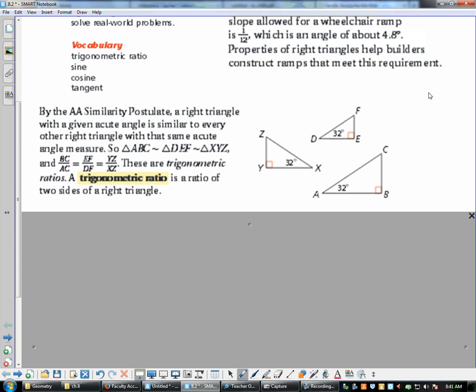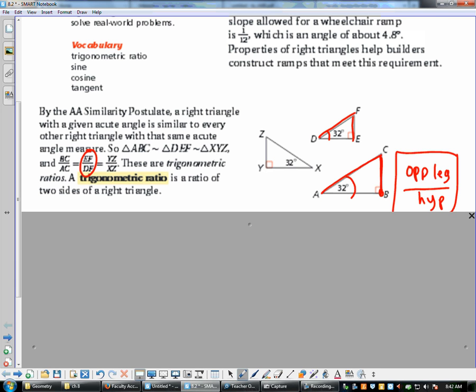That means that the ratio of BC over AC is, by the way, BC, would you call that the adjacent leg to the 32 degrees or the opposite leg? All right, opposite leg. And what about AC? Is that the adjacent leg or is that the hypotenuse? All right, so we're really saying the opposite leg over the hypotenuse in this triangle is the same as EF over DF. EF, is that the adjacent leg or the opposite leg to this 32-degree angle? Opposite. And DF is the hypotenuse, so we still have opposite leg over hypotenuse.